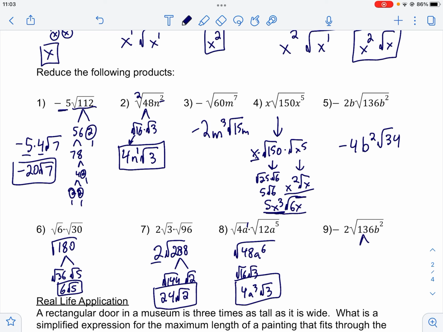So 136 breaks down into the square root of 4 times the square root of 34. So that we'll end up with negative 4b square root of 34.